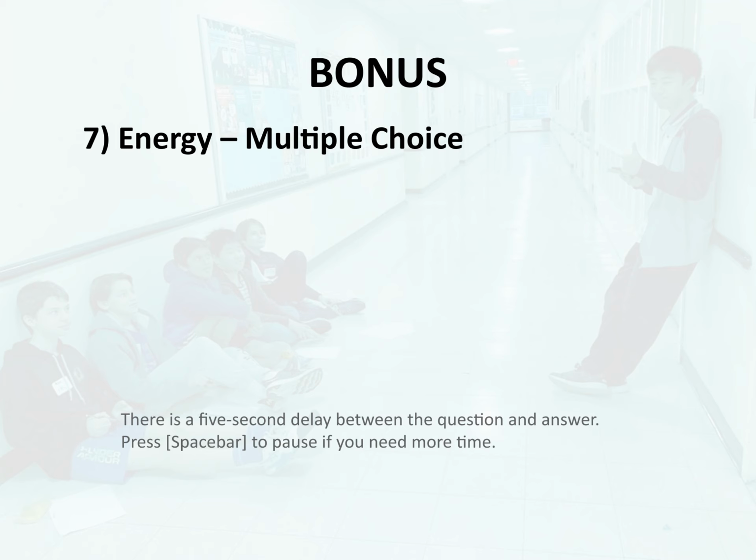Bonus 7. Energy, multiple choice. Which of the following chemical processes combines methane with water to produce hydrogen gas and carbon monoxide? W. Gas synthesis. X. Incomplete combustion. Y. Decomposition. Z. Steam reforming.